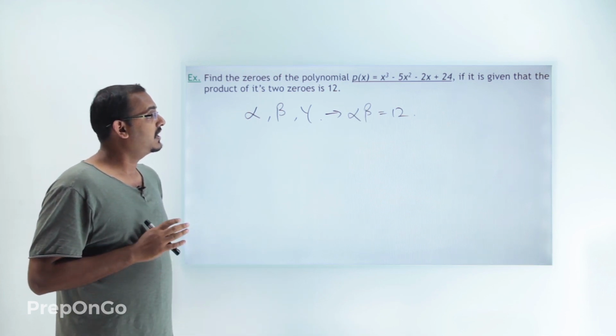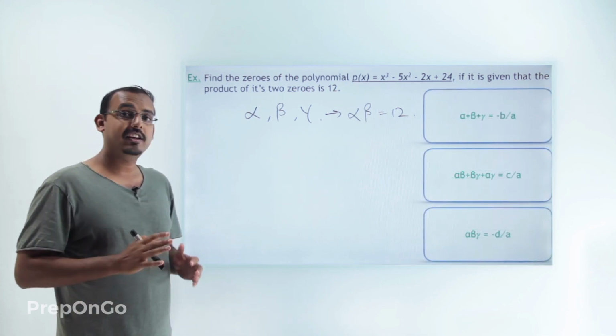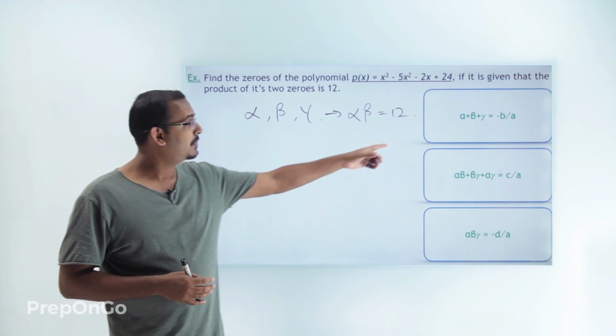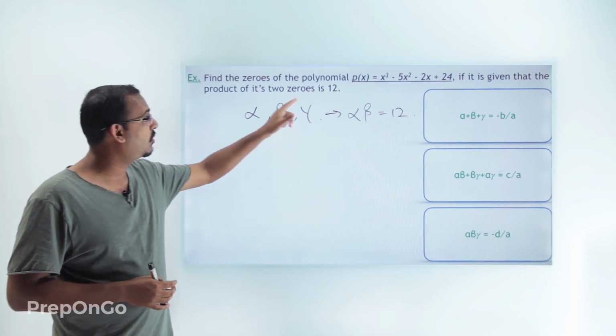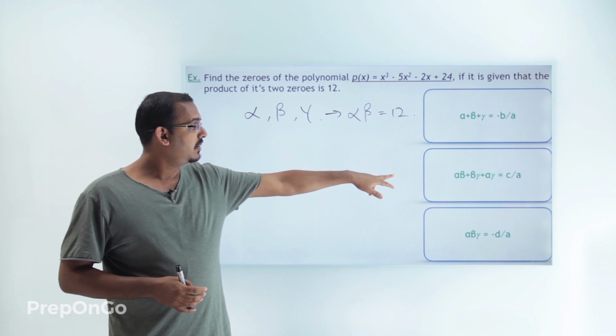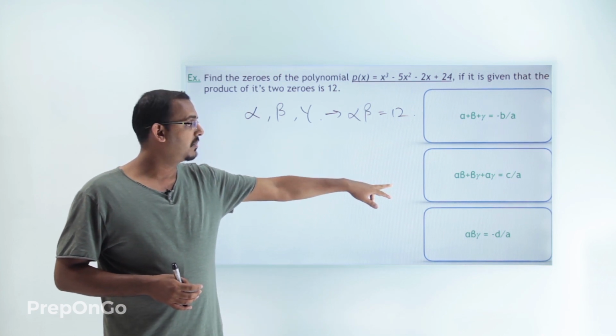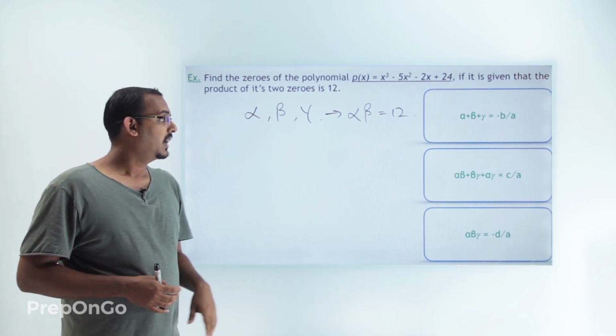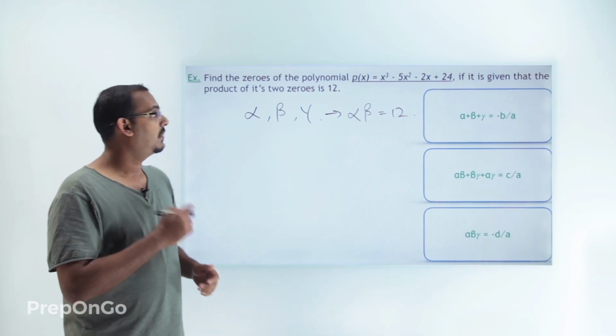Now we are aware of 3 different relationships, right? The 3 different relationships are: alpha plus beta plus gamma is equal to minus b upon a, alpha beta plus beta gamma plus alpha gamma is equal to c by a, and alpha beta gamma is equal to minus d by a.